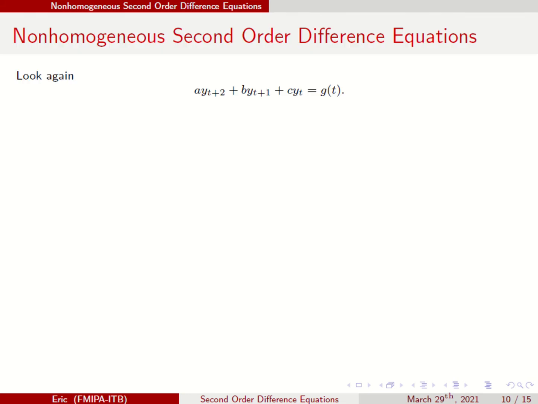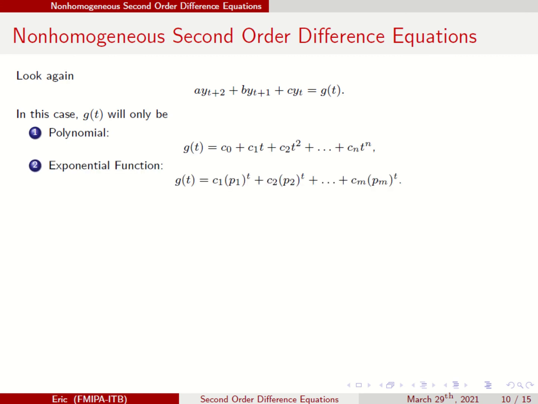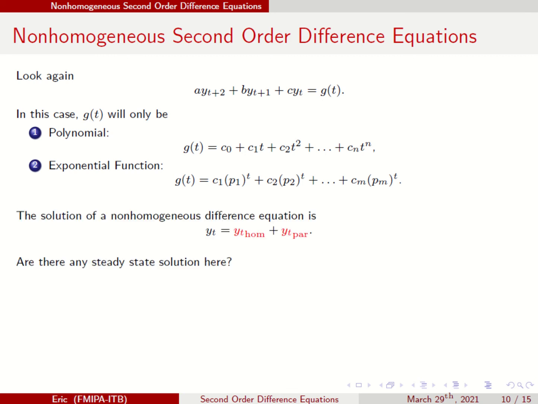Look again, if we have this one, when GT is 0, we have the homogeneous, and when GT is not 0, you have a non-homogeneous one. When GT is constant, you have the steady-state solution. So this is just a generalization if the GT is not just a constant. In this case, GT will only be a polynomial or exponential function. We will not discuss any other GT.